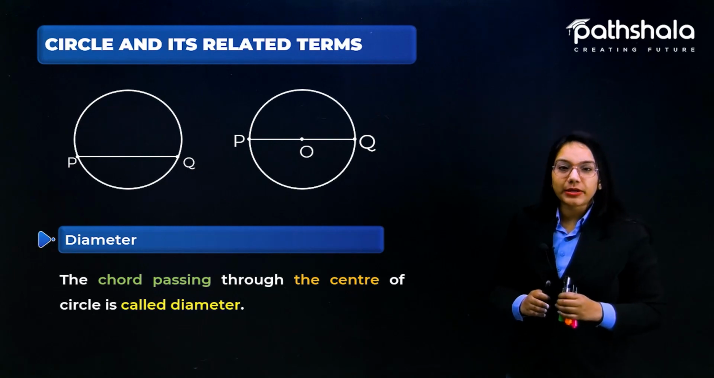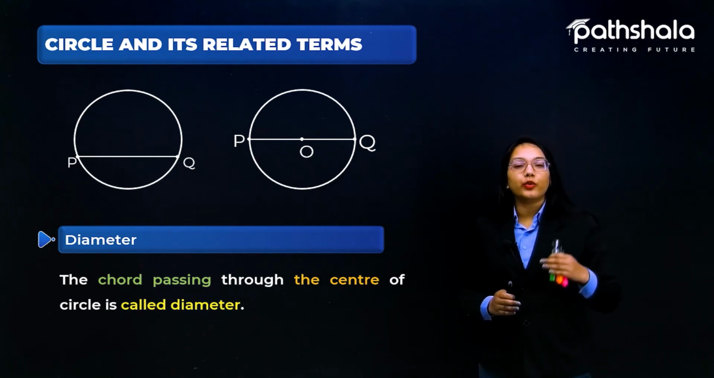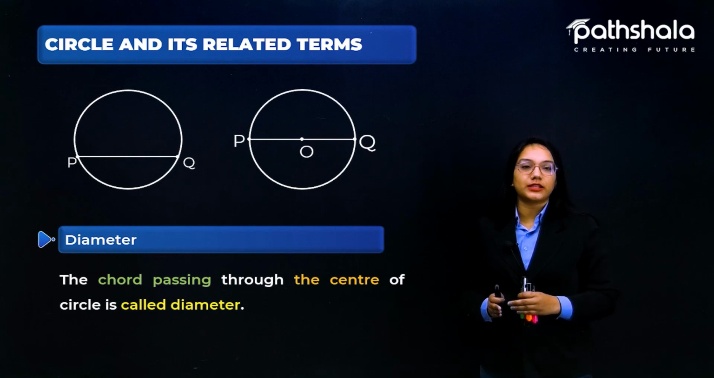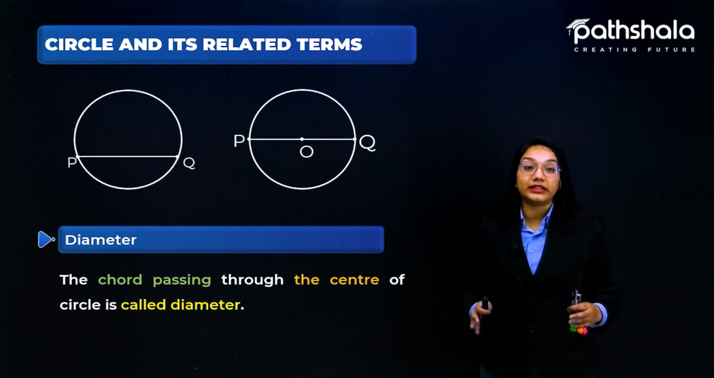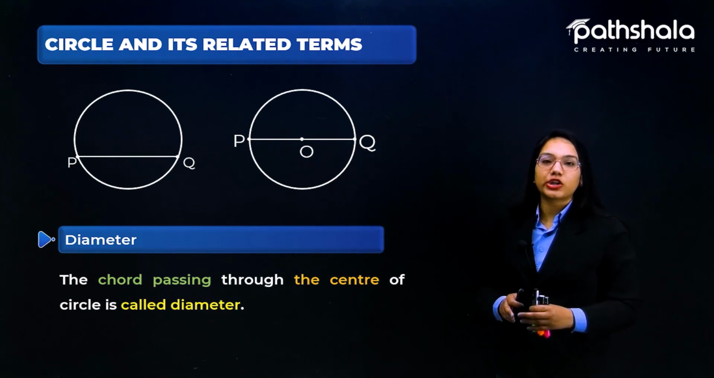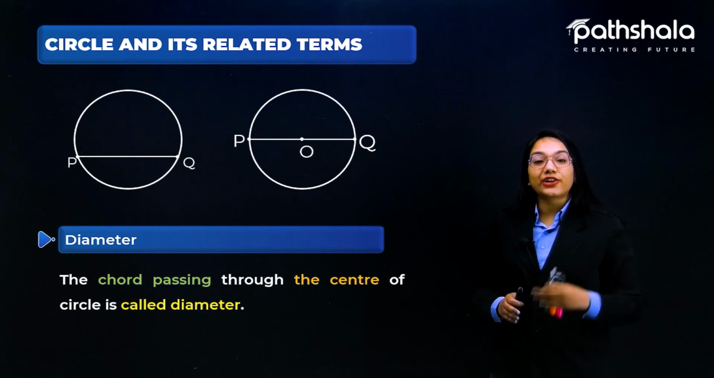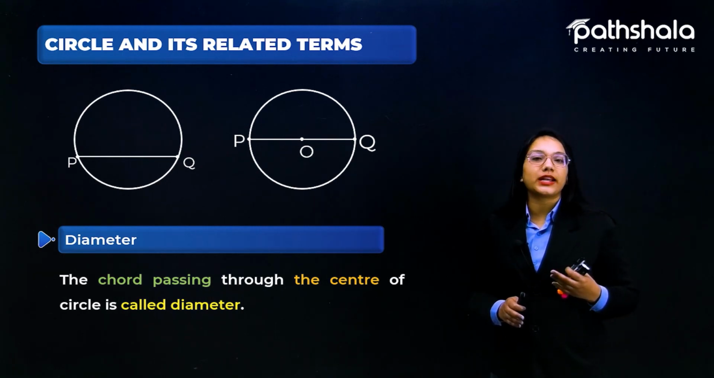The definition of a diameter says that the chord which is passing through the center of the circle is called a diameter. So this is the definition of a diameter. It is actually a chord which passes through the center of the circle.